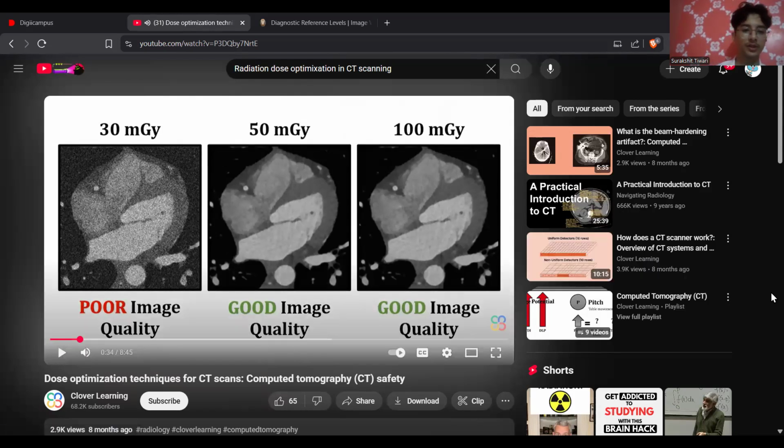Here we can see three images. The initial image on the left side uses 30 milligray of radiation dosage. The central image uses 50 milligray of radiation dosage, and the right image uses 100 milligray of radiation dosage.